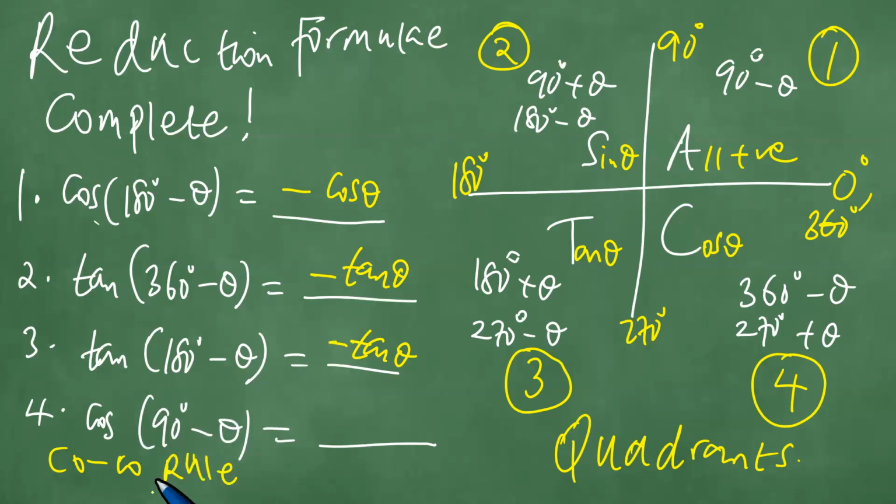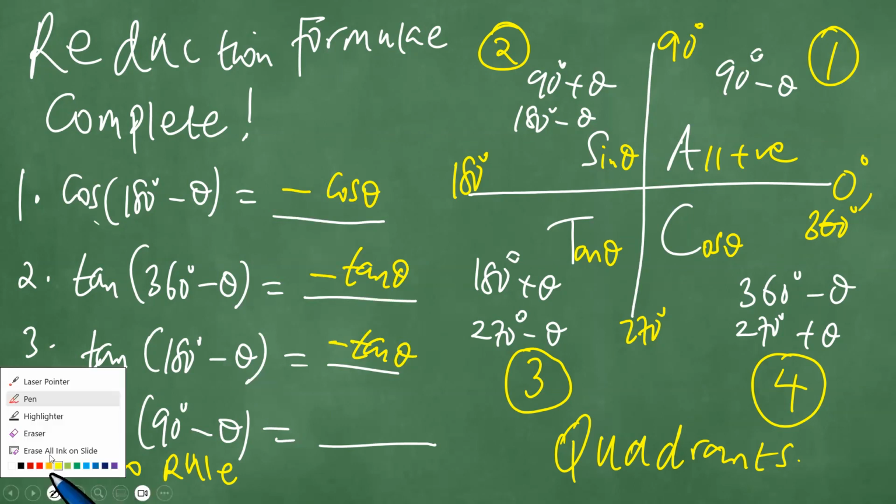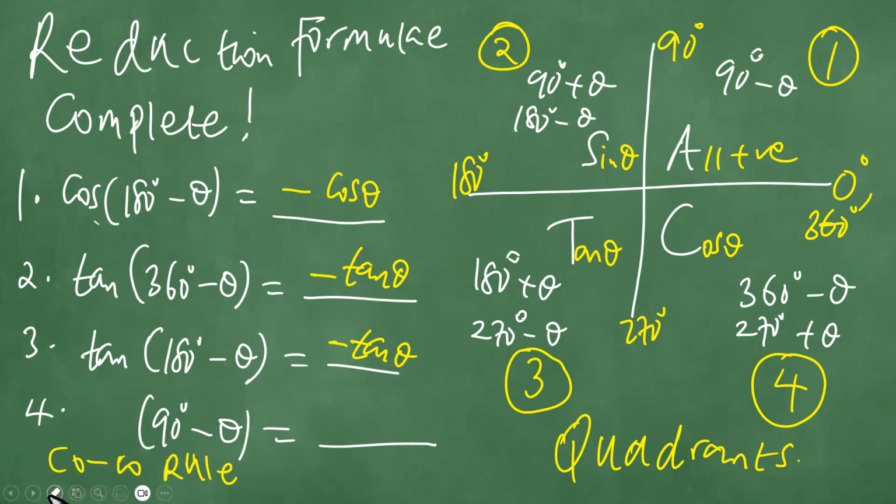What about cosine of 90 minus theta? Cosine of 90 minus theta, anyone? What's the answer? It's going to be cos theta. Okay, that's fine, Tando. What do you think, Yolande? Tando said cosine theta. What does Yolande think? Maybe sine theta.